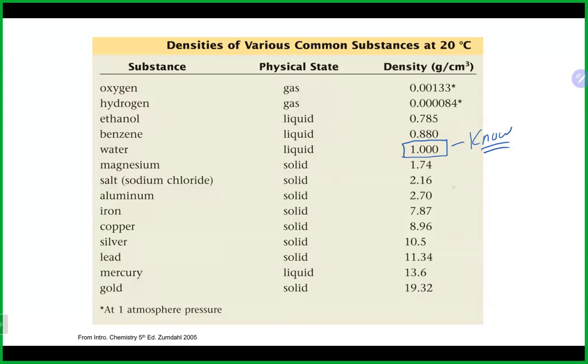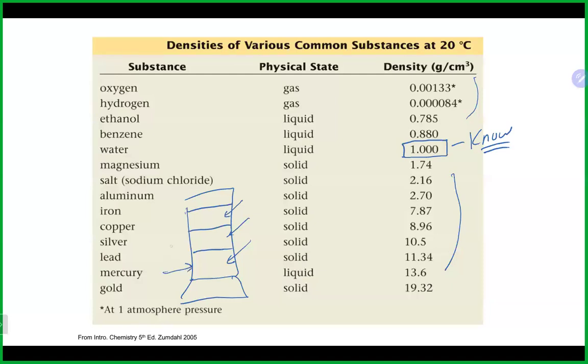Things that are heavier will sink, and things that are lighter will float. If you have two liquids with different densities and you put them into, say, a graduated cylinder, they would separate out as layers. The one with the highest density would be on the bottom, and the one with the smallest density would be towards the top.